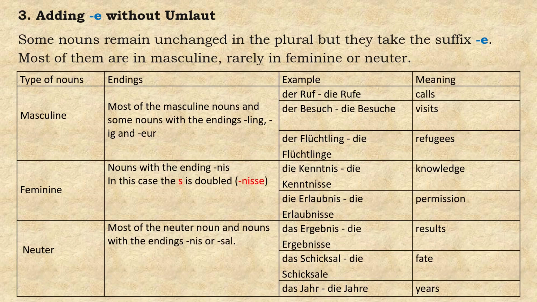Nouns with the ending nis in feminine. In this case, the s is doubled. For example, die Kenntnis, die Kenntnisse, die Erlaubnis, die Erlaubnisse. And in neuter, most of the neuter nouns and nouns with the endings nis or sal. For example, das Ergebnis, die Ergebnisse, das Schicksal, die Schicksale, das Jahr, die Jahre.